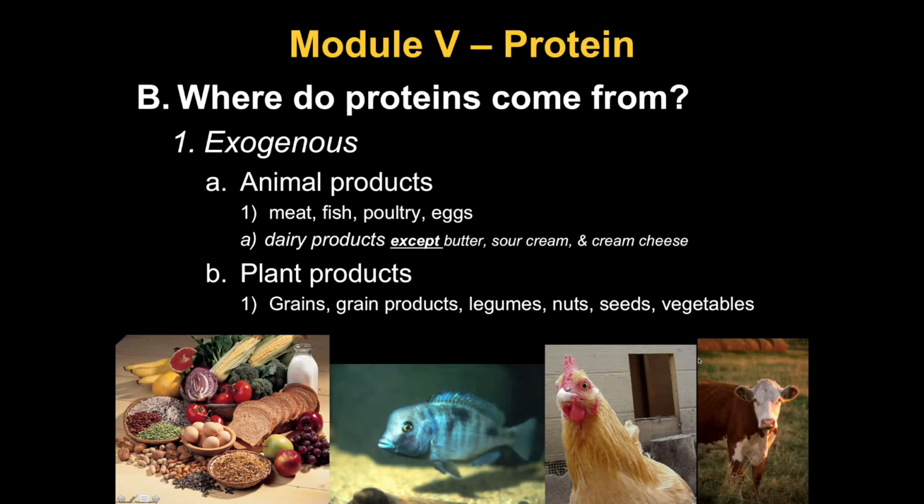So where do we get proteins from? Well, the exogenous sources of protein are fairly ubiquitous in our diet. We get them from both animal and plant sources. So it's pretty easy to get protein in the diet.